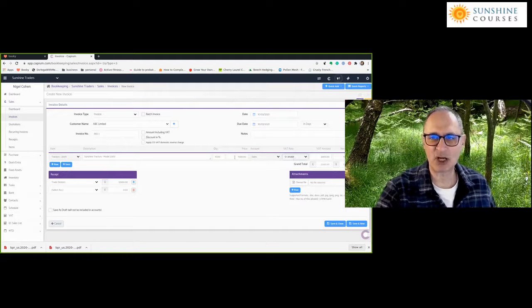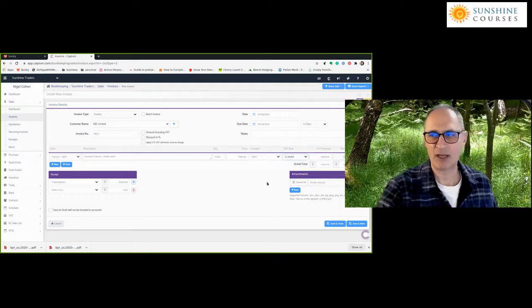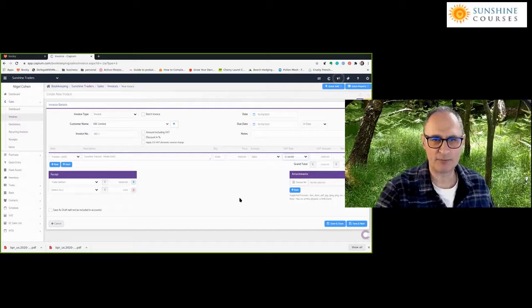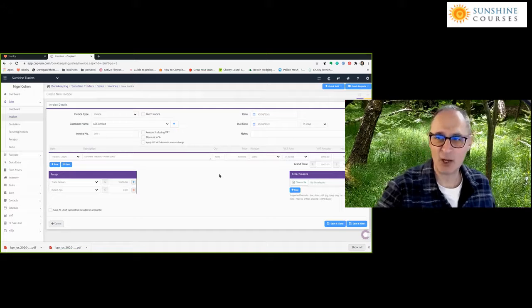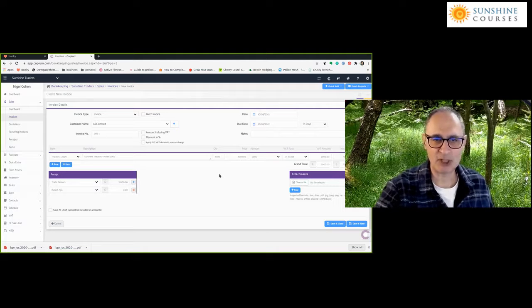So 20% is charged on the £10,000, and 20% of £10,000 is £2,000. Just by entering the number of goods I'm selling at £1,000, my software automatically calculates that I'm charging £10,000 in total, and the VAT on top of that is £2,000. So my grand total is £2,000 of VAT and £12,000 is the amount my debtor owes me. If I wanted to add more sales to this one person, I can just add more rows. But I'm just going to stop at this point.